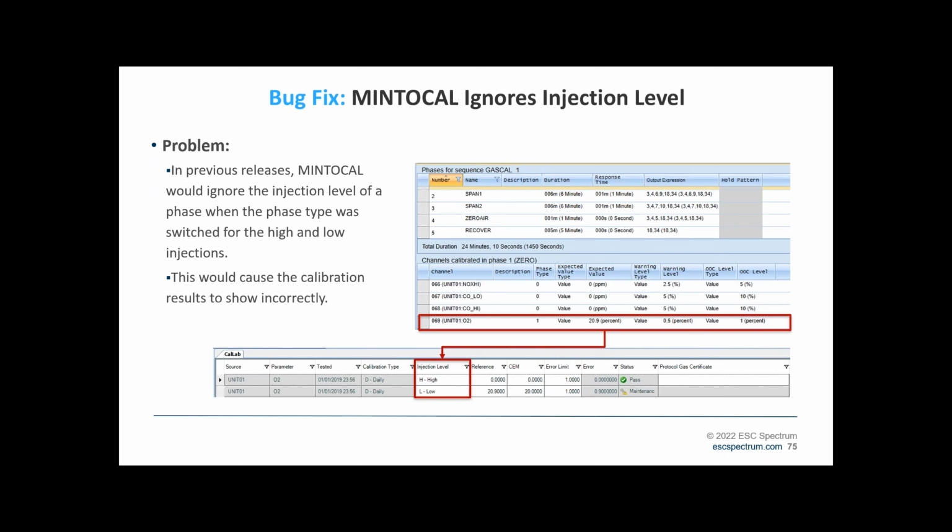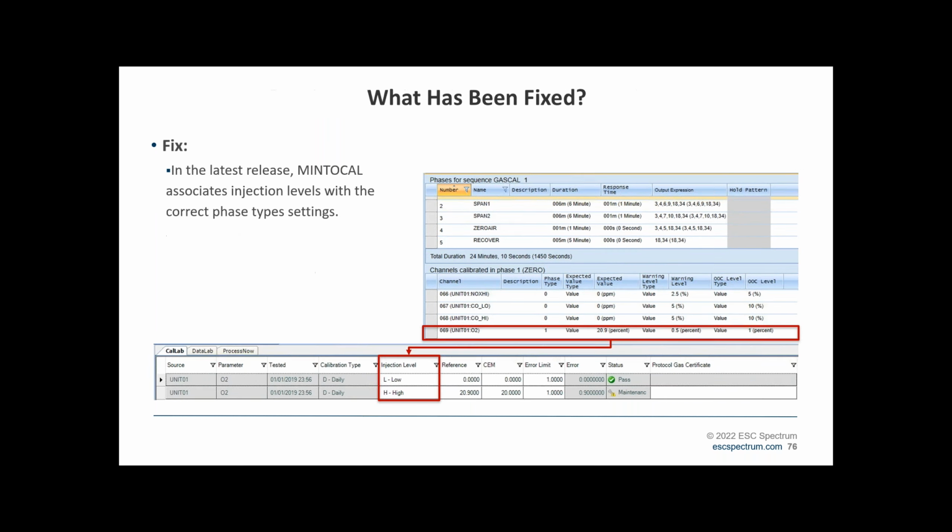Min to cal ignores injection level. Previously, min to cal would ignore the injection level of a phase when the phase type was switched for the high and low injections. This would cause incorrect calibration results. Now min to cal associates injection levels with the correct phase type settings.